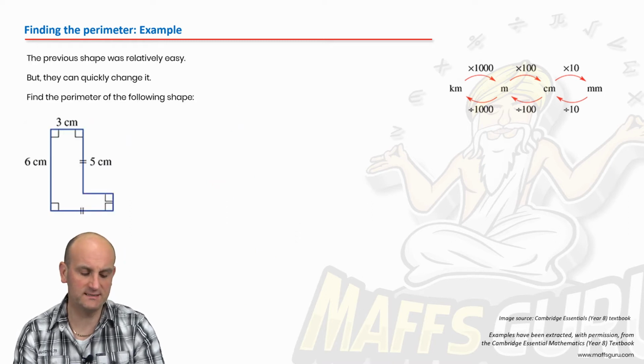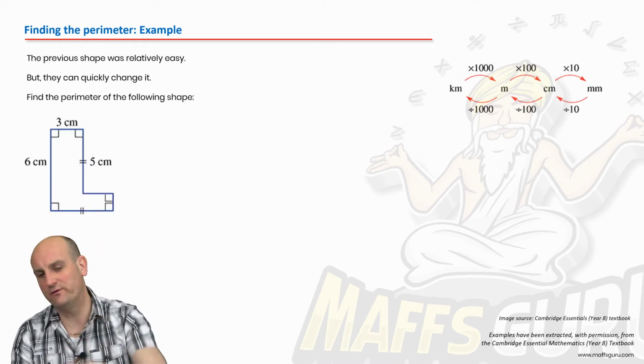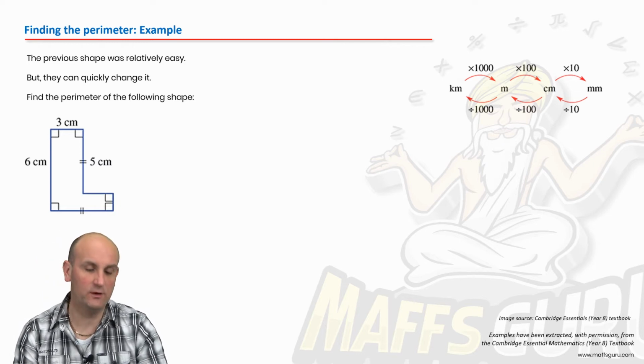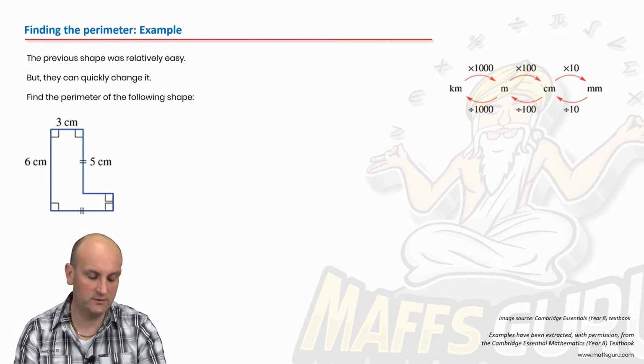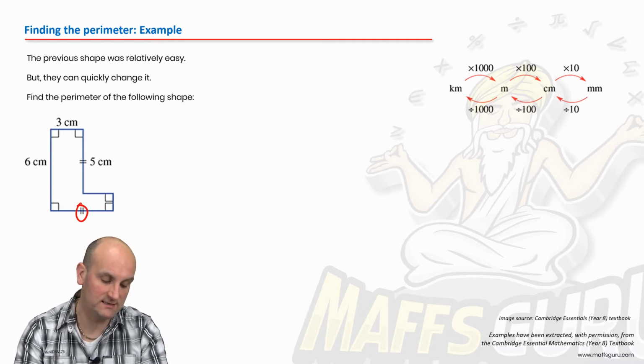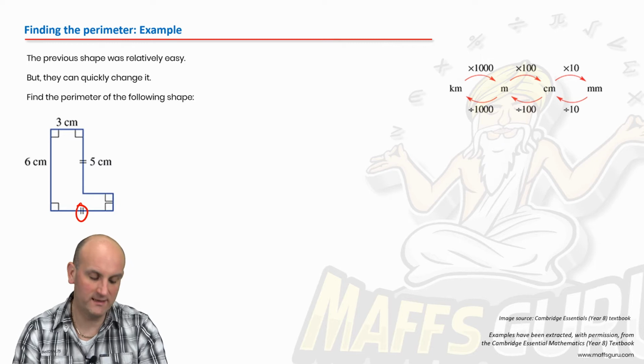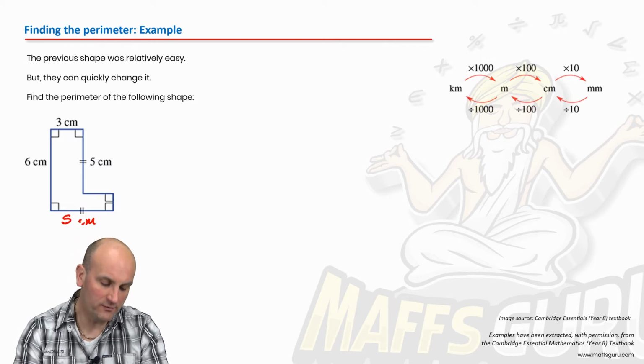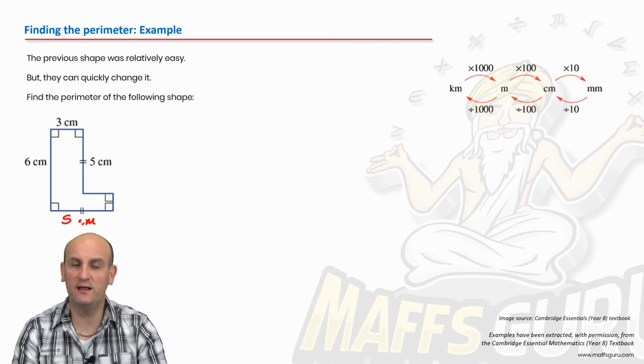All right, what about another example? Well, the previous example was fairly easy, yes? Now we've got to find the perimeter of the shape. And you'll notice there are lengths missing. So we know that this length here must be 5 centimeters because that says 5 centimeters there. So that's 5 centimeters. What else do we have? But what about this length here? How do we find that length there?